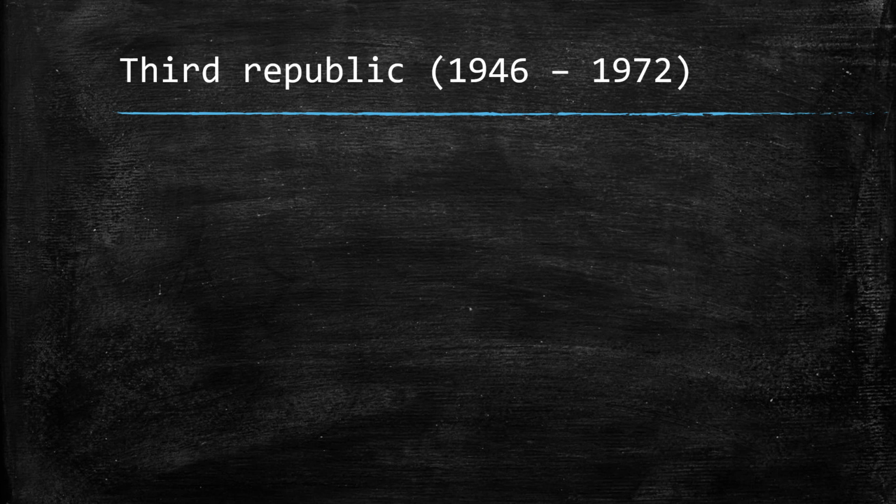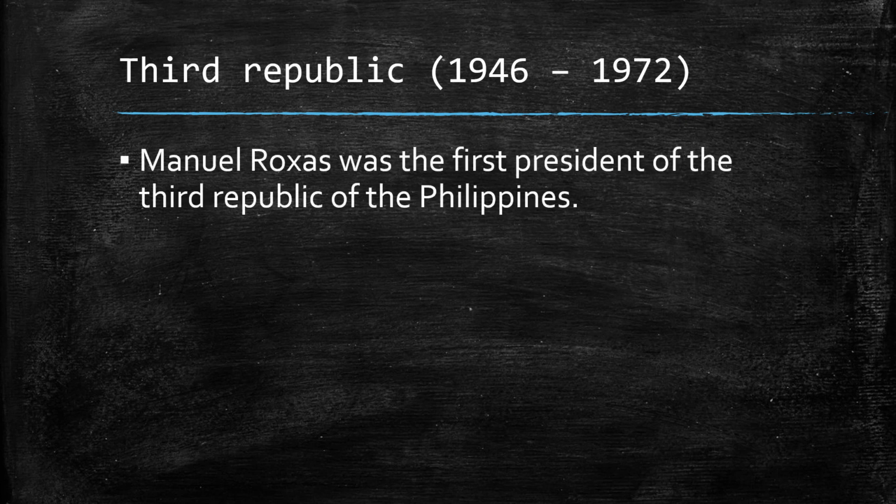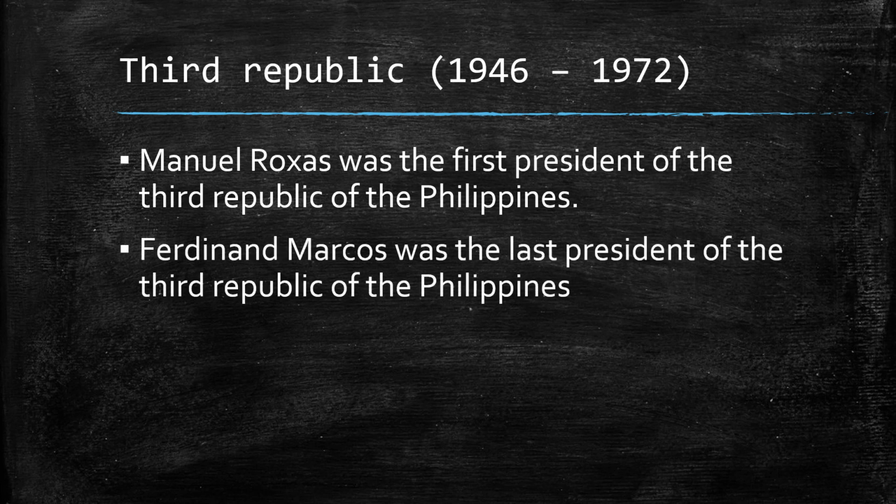And after the Second World War, the President of America granted the independence of the Philippines on July 4, 1946, after the surrender of the Japanese forces in the Philippines. President Manuel Roxas was the first president of the Third Republic of the Philippines, while Ferdinand Marcos was the last president of the Third Republic. There were five presidents who served in the Third Republic. We have President Roxas, President Elpidio Quirino, and President Ramon Magsaysay.